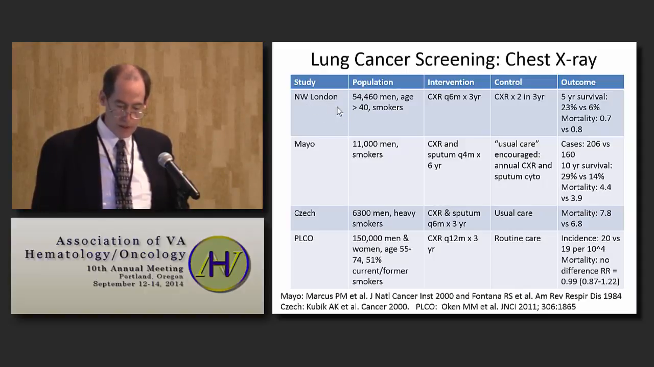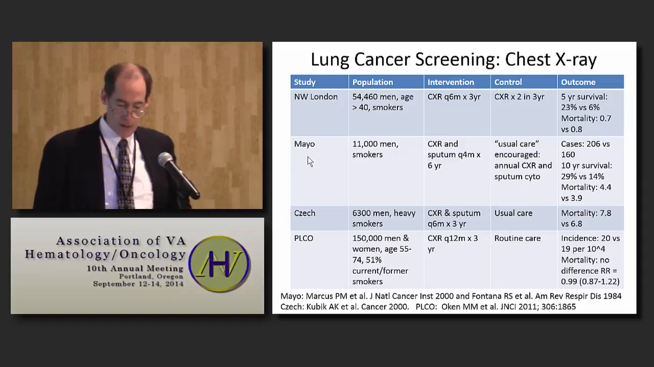So the Northwest London study had 50-some thousand men. They were all smokers 40 years or older. The intervention arm was chest x-rays every 6 months for 3 years versus a chest x-ray twice, at the beginning and the end of the study. The 5-year case survival rate improved greatly from 6% to 23%, but the mortality rate was essentially unchanged. So you can improve the case survival, but there was no demonstration of an improvement in mortality.